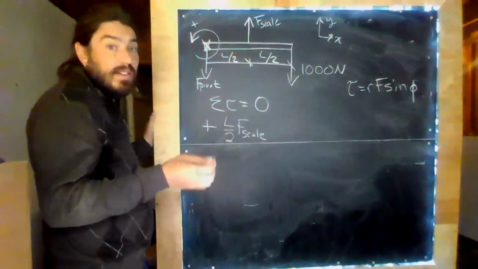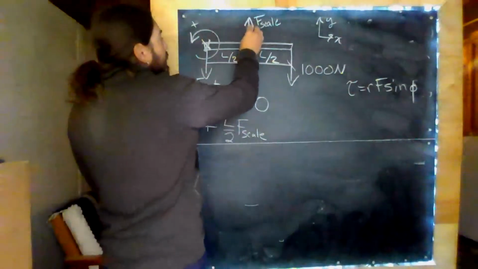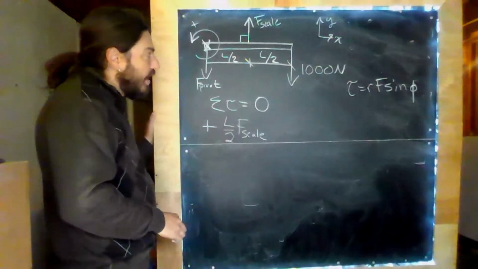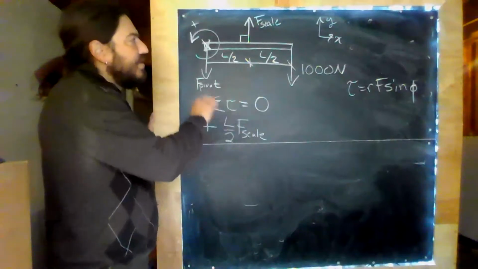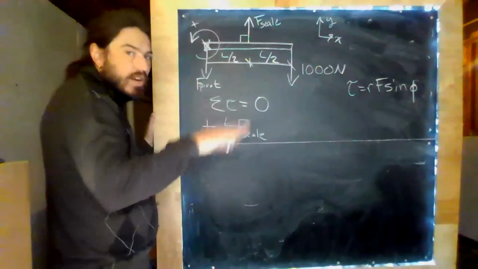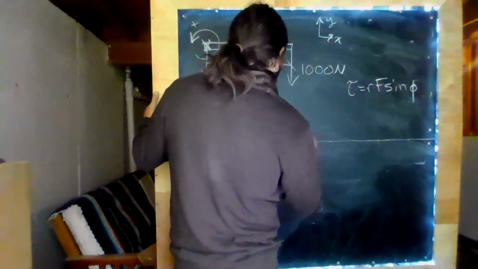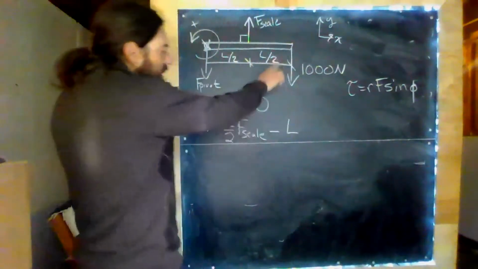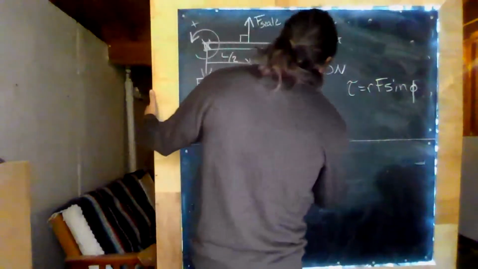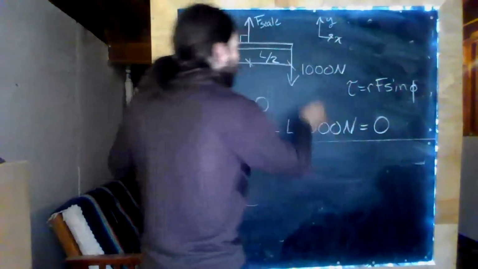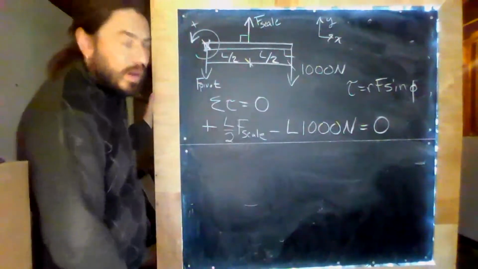Sine of 90 is 1, right? This is 90 degrees, and so sine of 90 is 1. I'm not even going to write it. Then we have the 1,000 newtons. That's trying to rotate this thing clockwise, and so that should be negative, all the way out at the end: L times 1,000 newtons equals 0. Again, sine of 90 is 1.